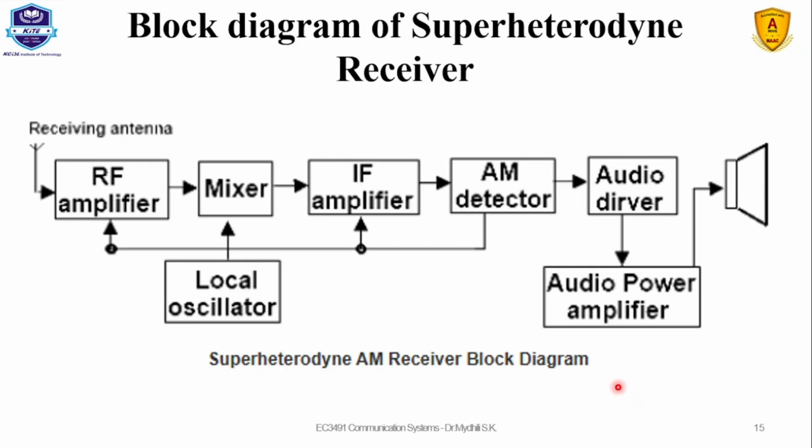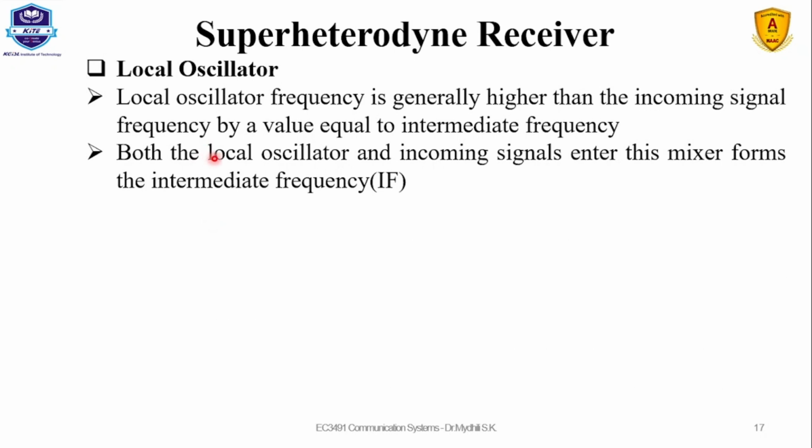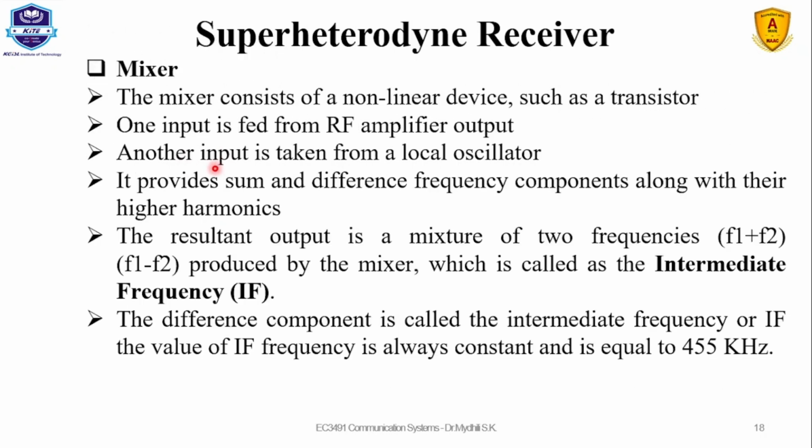That is the next part. After all the RF amplification is done, the signal is passed to the mixer. So what does this mixer section have? The mixer section consists of two parts, the local oscillator and the mixer. The mixer consists of a nonlinear device like a transistor, and one input is fed from the RF amplifier output and another input is taken from the local oscillator.